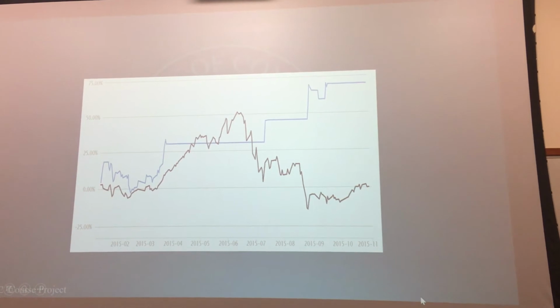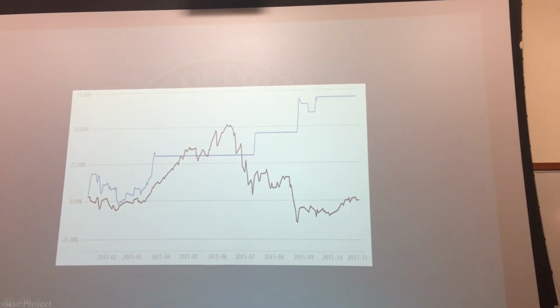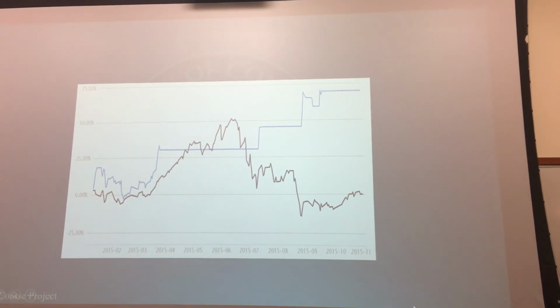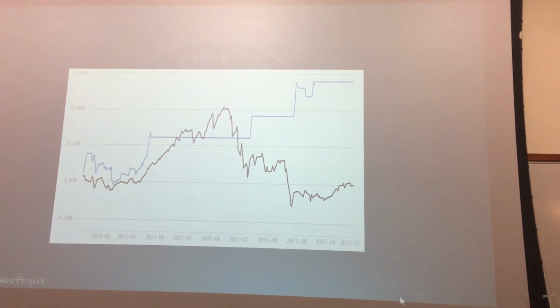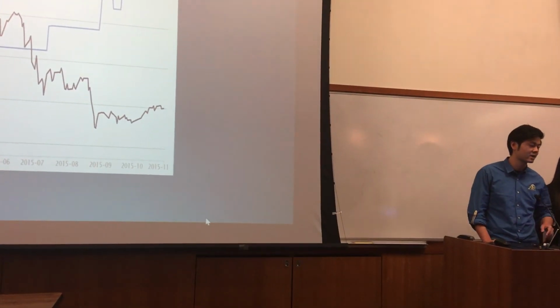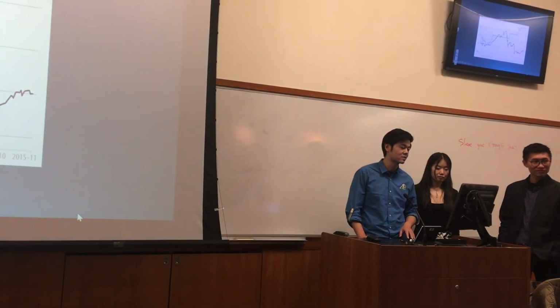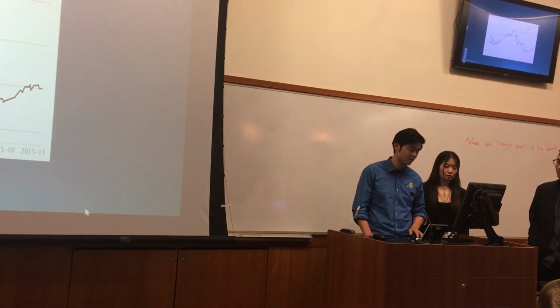You can see. Oh, sorry. It's not complicated, but this is a cumulative return line, and the blue line is our strategy, and the black line is the standard index. So you can see our methodology is good.